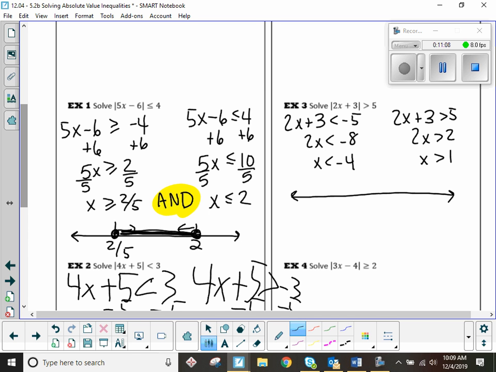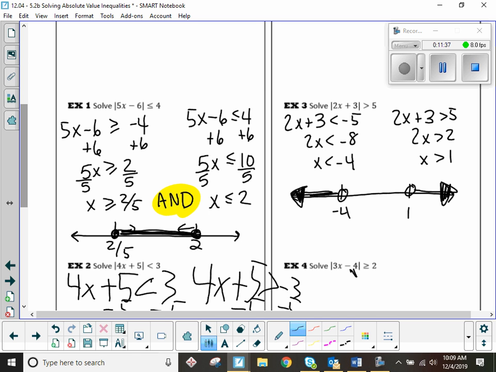All right, which goes on the left, -4 or 1? Do they get open or closed? Okay, so yes, that's exactly right. They're going these ways, because this is everything less than -4, which is to the left. And this is everything to the right of 1.